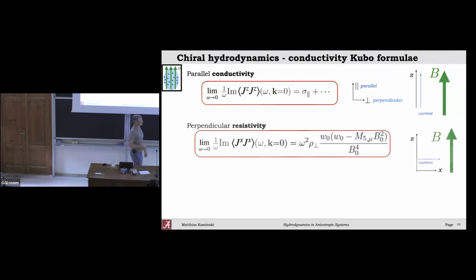But now there's a surprise. So the perpendicular two-point function, which is now a current transverse to the magnetic field. If you look at that and just take the same formula on the left-hand side, you get a term on the right-hand side which is not the conductivity, but it's the resistivity. And it's suppressed by 2 orders of the frequency. So this is just something that you find when you write down these constitutive relations and vary them according to the principle that I just said.